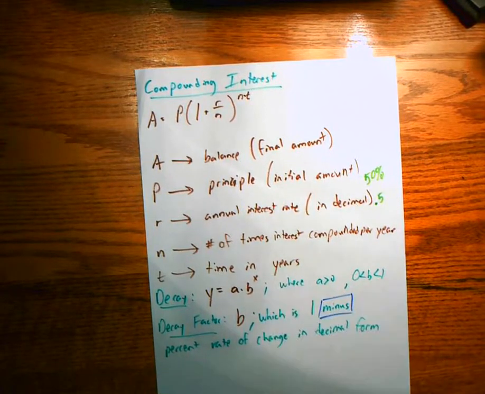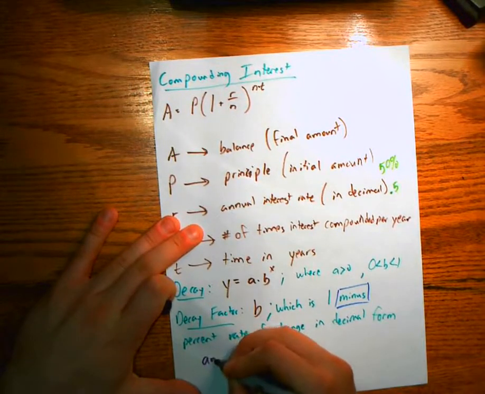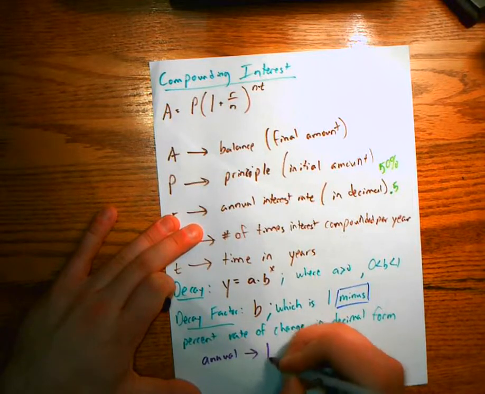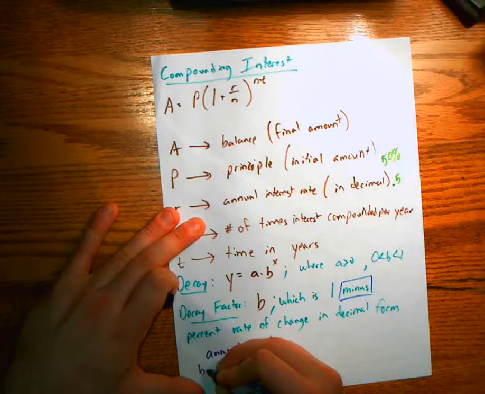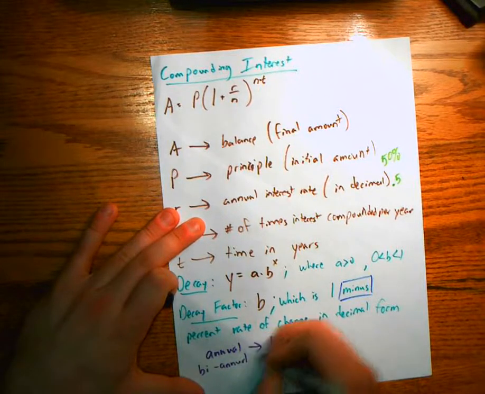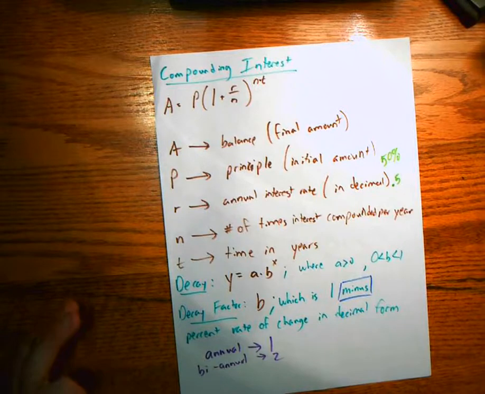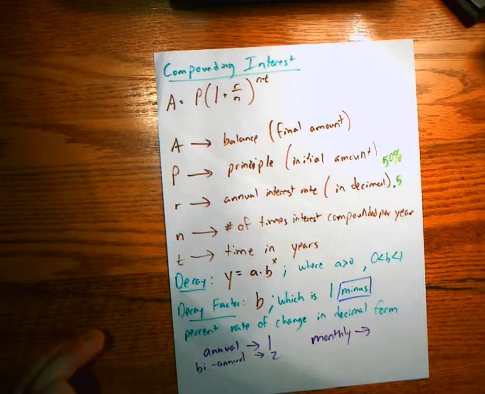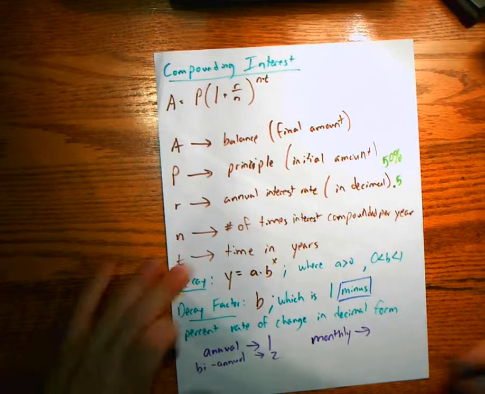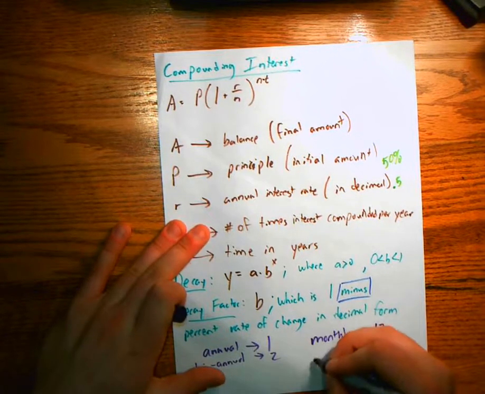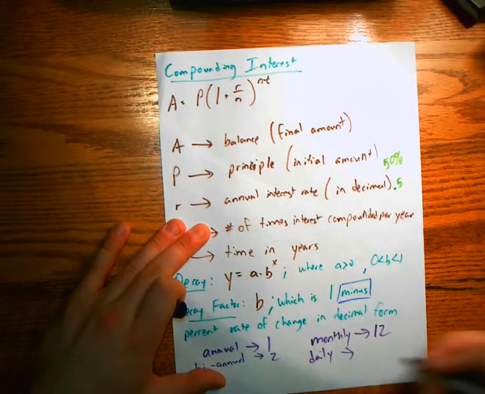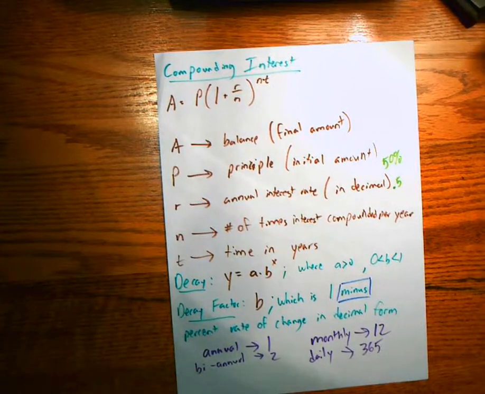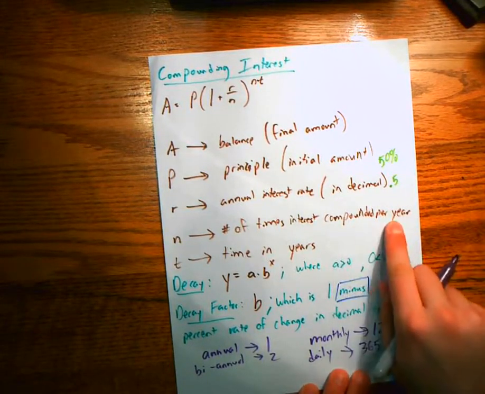n is equal to the number of times interest is compounded per year. There's a few different words that you'll see when it comes to compounded per year. If you see the word annual, that means 1 time per year. Biannual is 2 times per year. Some other ones you will see are monthly. If it's compounded every month, that means it's compounded however many months there are in a year, so it would be 12. And then daily, which we probably will see less often, but that'd be 365 because there are 365 days in a year.